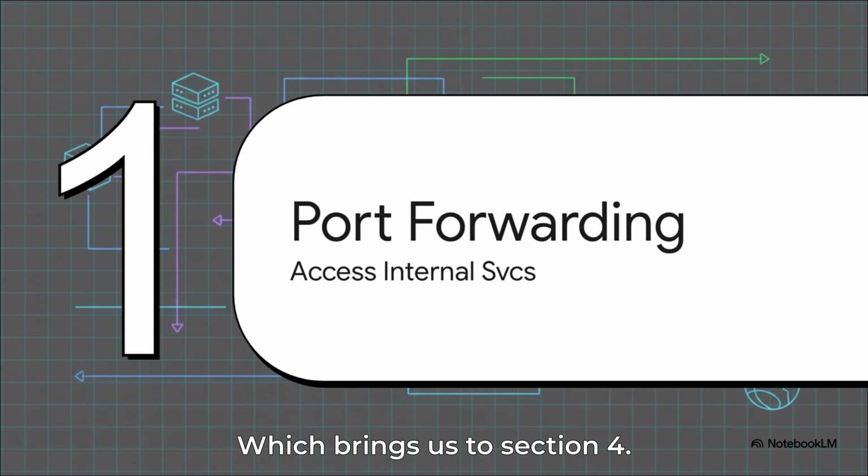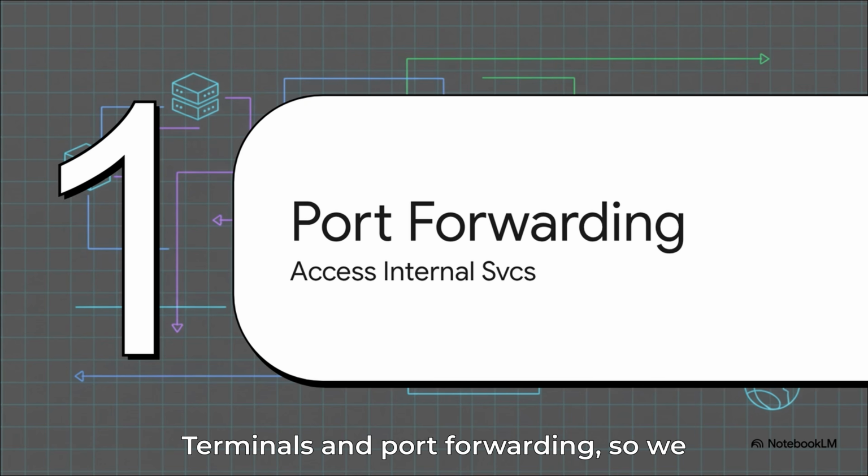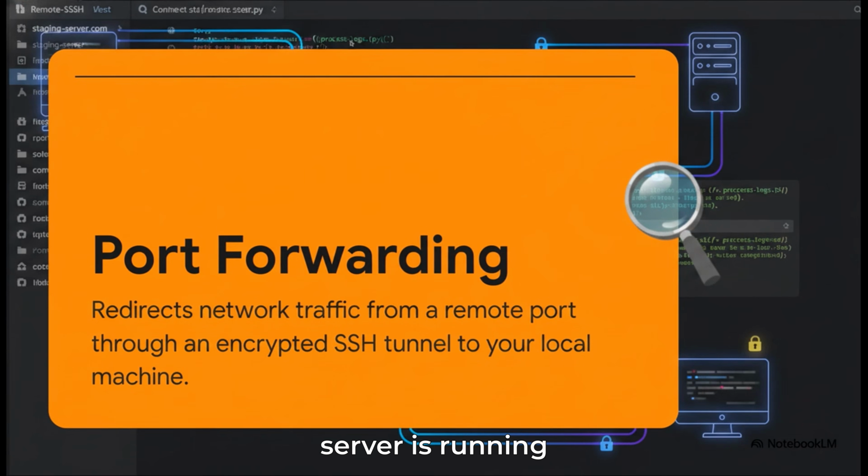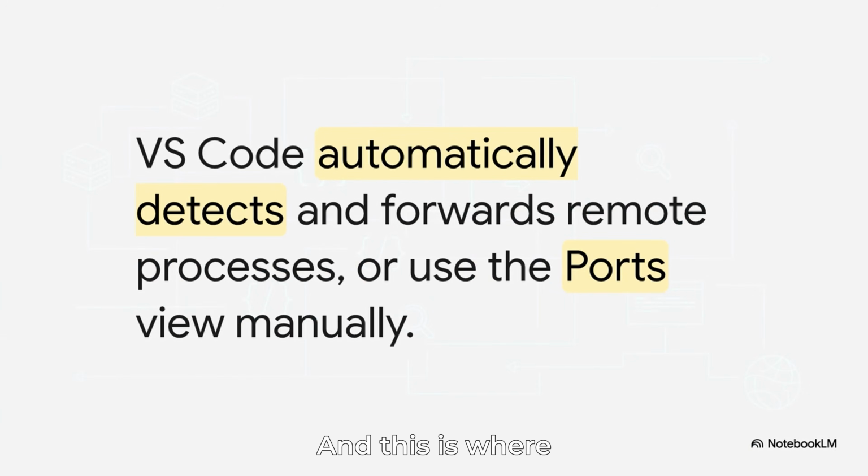Which brings us to Section 4, terminals and port forwarding, so we can access those internal remote services. So what happens if your remote server is running an API or a web app that isn't publicly exposed to the internet? You still need to test it, right? Well, port forwarding is basically your secret, secure tunnel. It maps a restricted port on that remote machine, pipes it through your encrypted SSH connection, and drops it right onto your local machine. And this is where it gets crazy good.